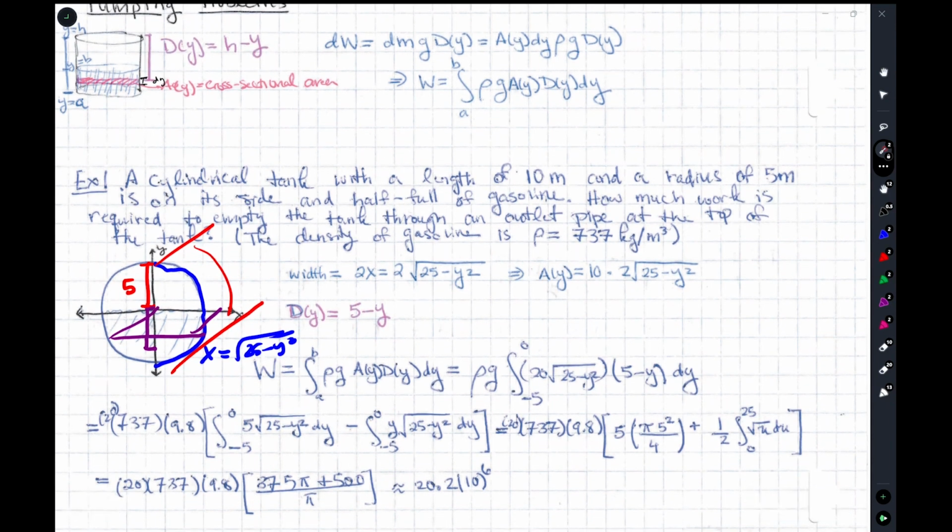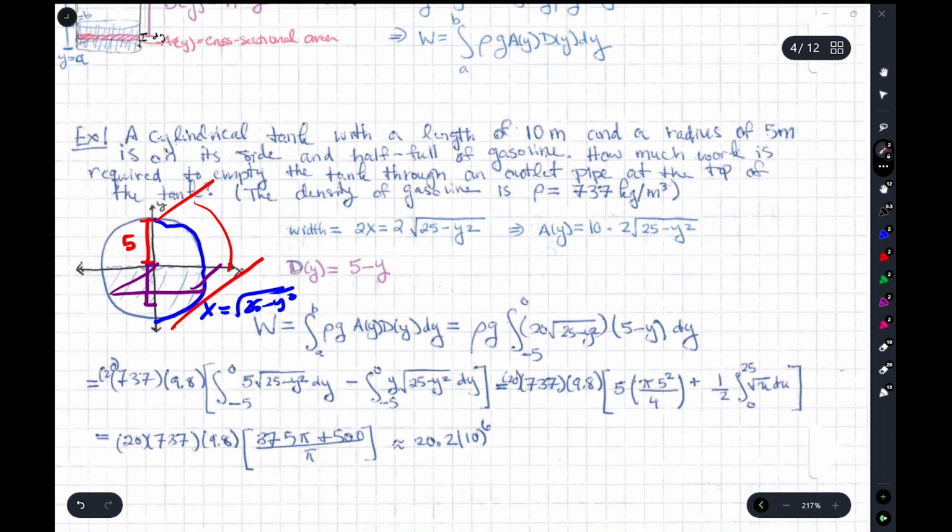But we have to be careful about what our a and b are, because we're integrating now from a equals -5 to b equals 0. That's because it's half full. The tank is half full, and so that's why we're going only from -5 to 0. And we're still lifting 5 minus y. And just plugging all of that in, we plug in the values for rho and g. Here's that 10 there, and we just do a straightforward computation. We do a u substitution and integrate, and we get that value there for the work.